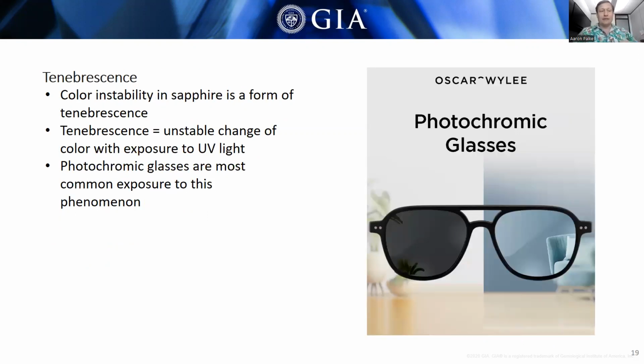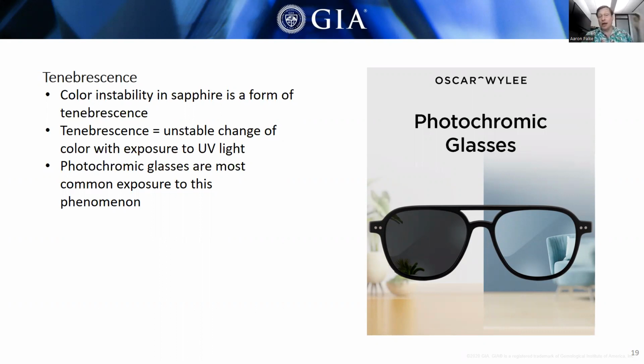And now I'm going to take a little bit of a detour here and make this statement that the phenomenon we're seeing here is called tenebrescence. Tenebrescence is something that we know about in the mineralogical community. There are several examples of this. The way most people might encounter the phenomenon of tenebrescence, though, is with photochromic glasses. These are the glasses where if you go outside, they turn into sunglasses, and you go back inside, and the color fades away, and they turn into ordinary colorless glasses.